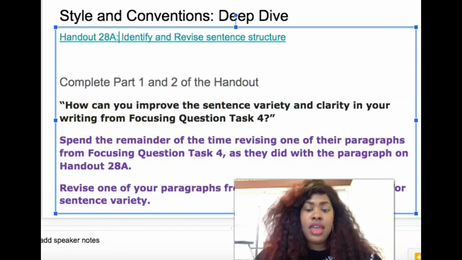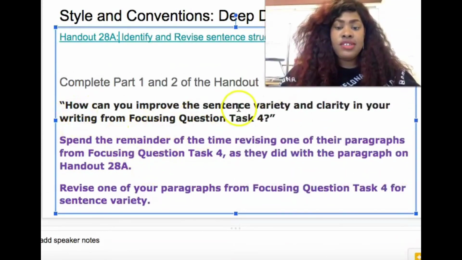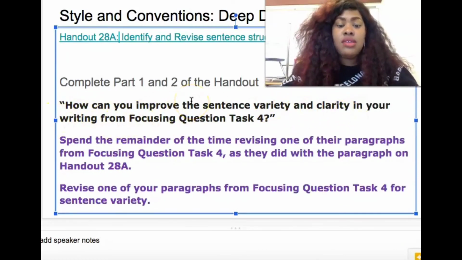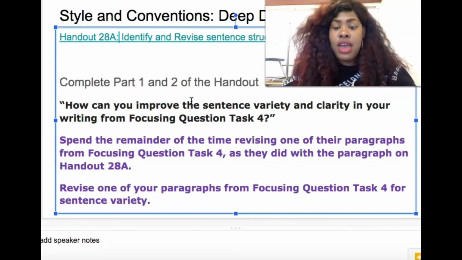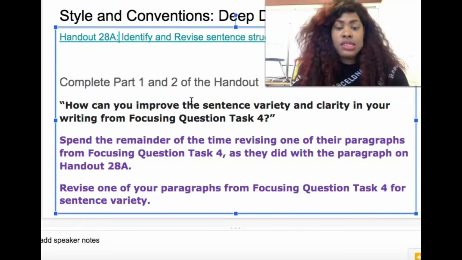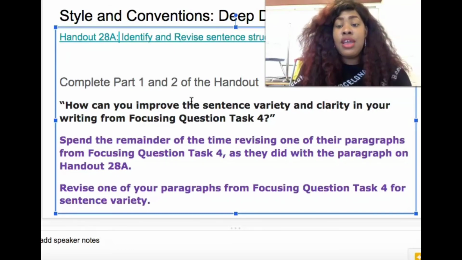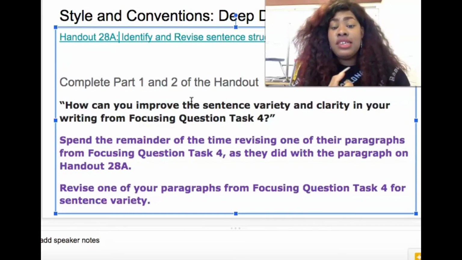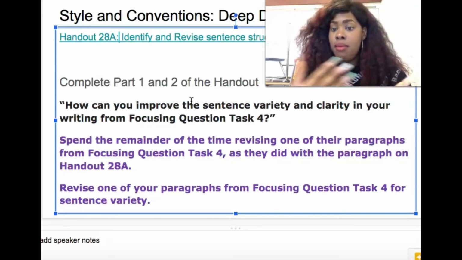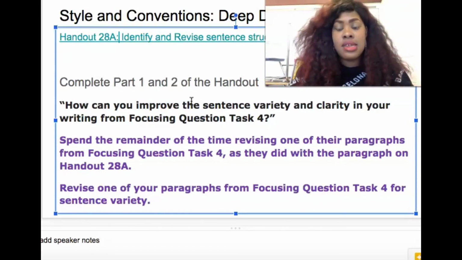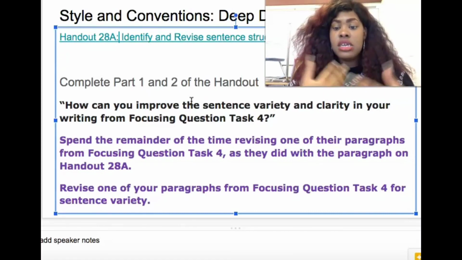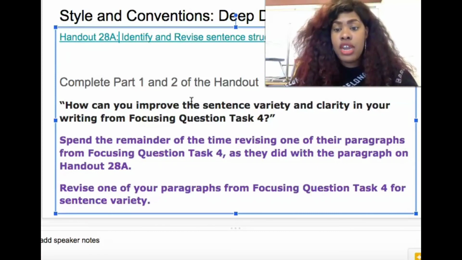And then ask yourselves, how can you improve the sentence variety and clarity in your writing from focusing question task 4? So I want you to spend the remainder of time that you have for today to look at your paragraphs and see where there are some moments or areas where you can revise your sentences to make sure that you're having sentence variety. And what I mean by that is compound, complex, and simple sentences. So where are some moments where you can change your writing to give your sentence structures more variety?